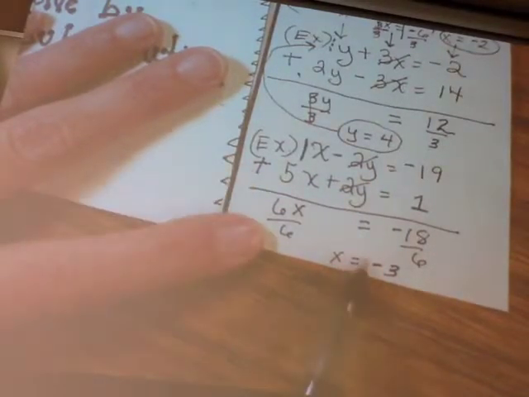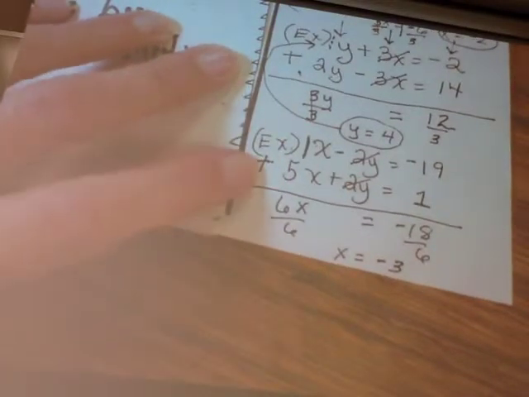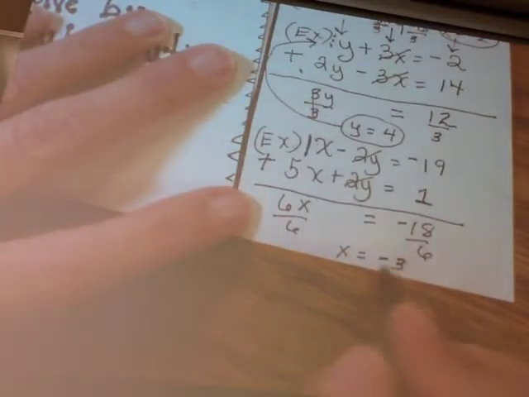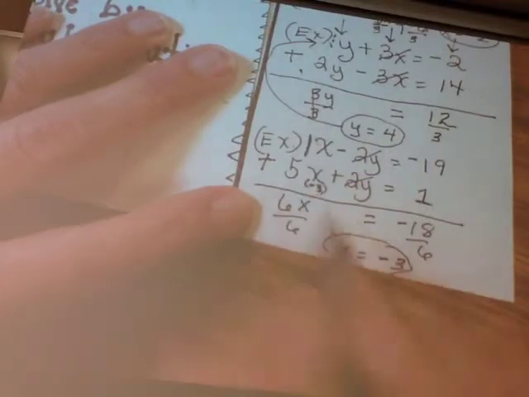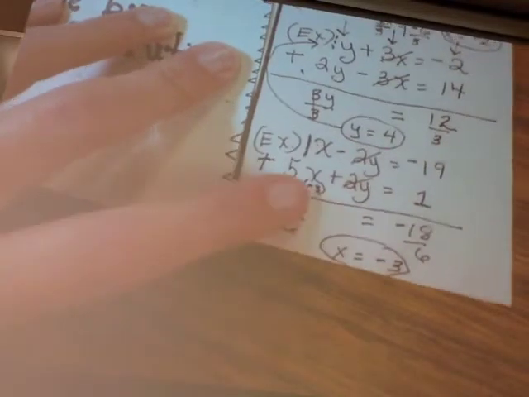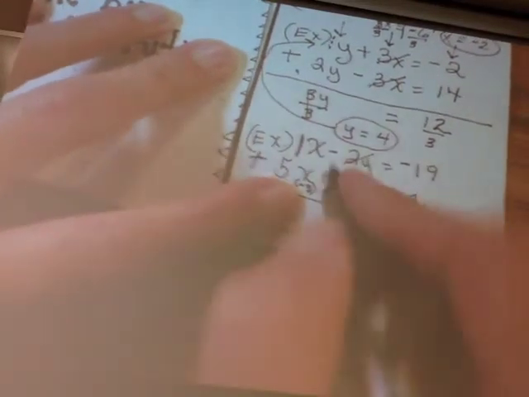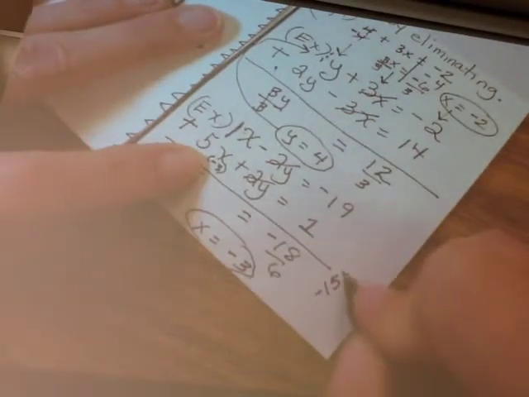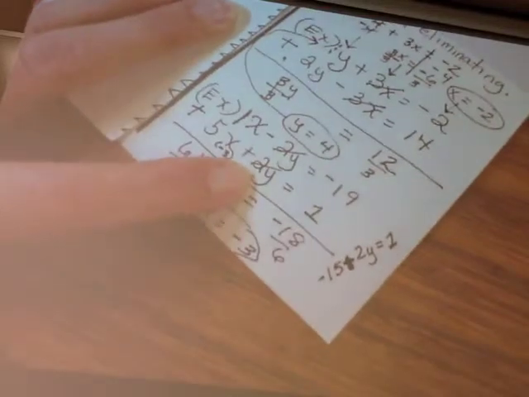So now that you know that x is a negative 3, you can substitute that back in either problem. Let's sub it in the bottom one just because we subbed it in the top one last time, okay? So if x is a negative 3, I'm going to put it right up here in that problem. So what's that make this right here? 5 times the negative 3 is negative 15. I'm going to write it kind of sideways here. Negative 15 plus 2y equals 1. There's what your problem looks like when you sub that back in.